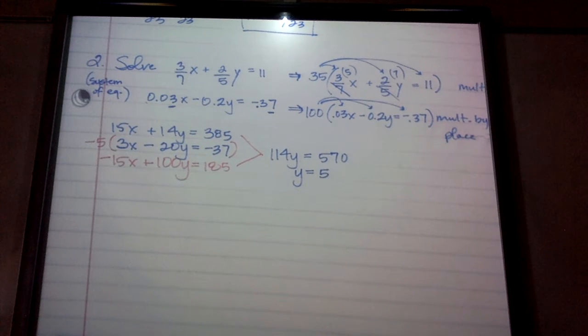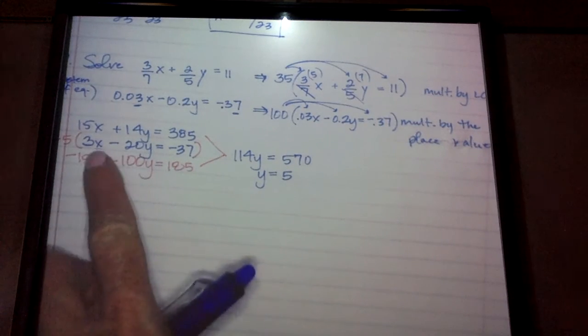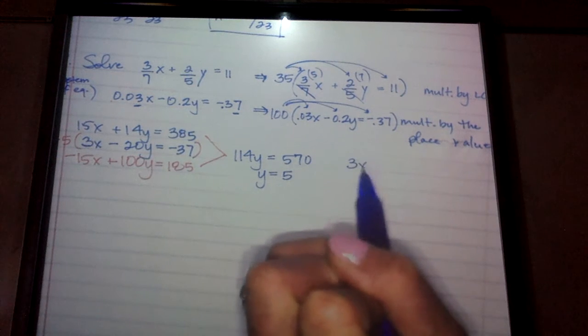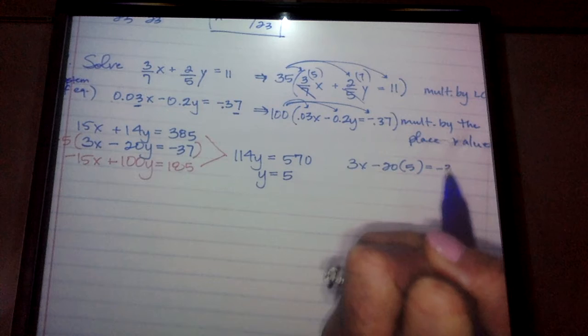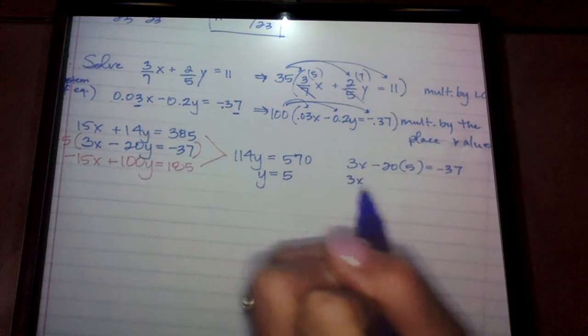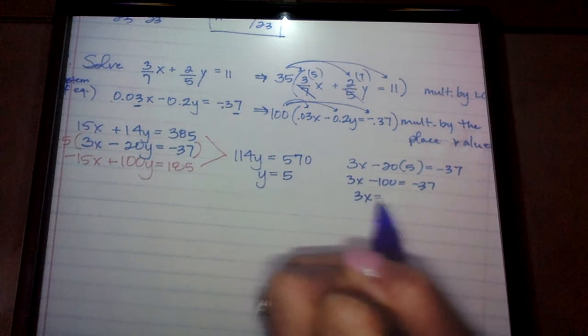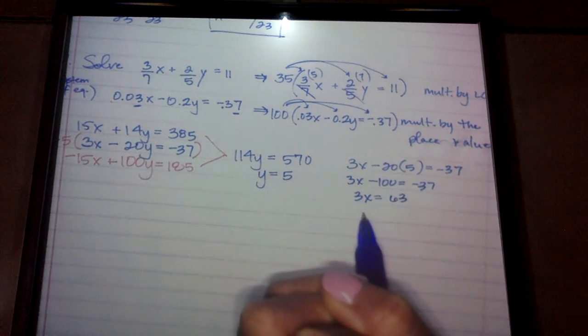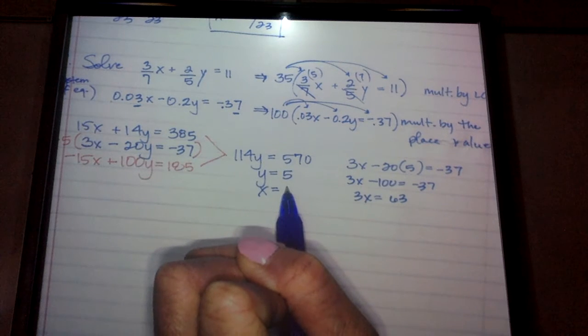Okay, from there, to find x, you would plug it into any equation. It doesn't matter which one you plug it into. I'm going to plug it into the bottom one. So 3x minus 20 times 5 equals negative 37. So 3x minus 100. So I would add 100. That gives me 63. Divide by 3, and x equals 21.